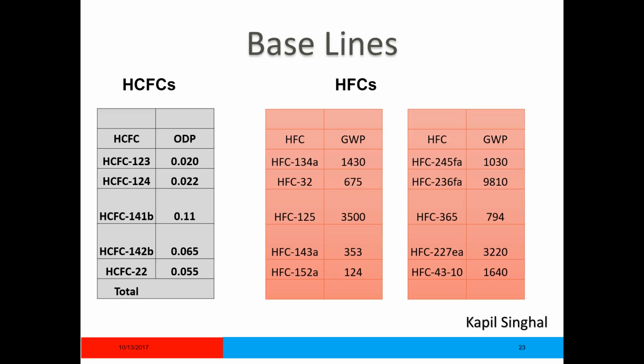125 is not used as a standalone refrigerant, but it is used as a blend component. For example, 410A is a blend of 50% of 32 and 50% of 125. And as you see, 125 has a very high GWP of 3,500. That means the impact of 125 on the baseline is going to be very high. And that is something which is a concern for me.